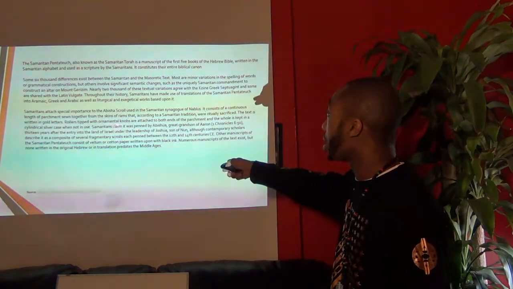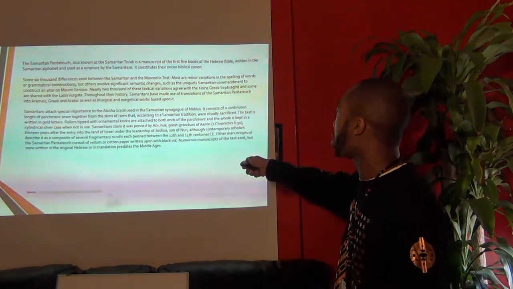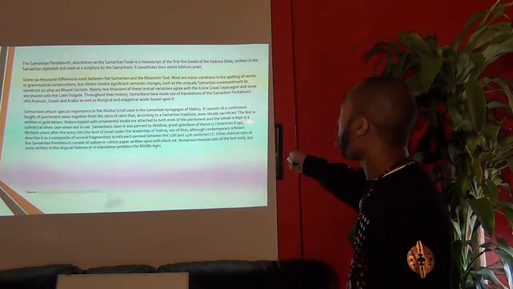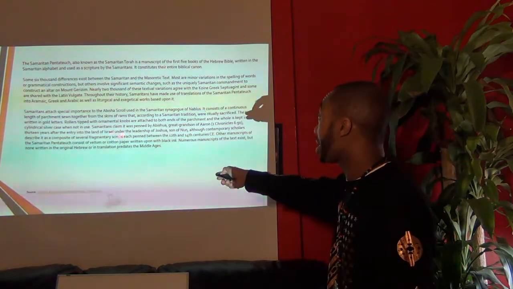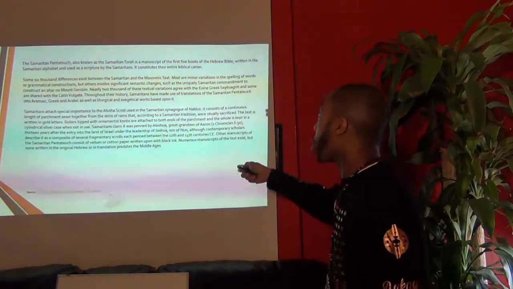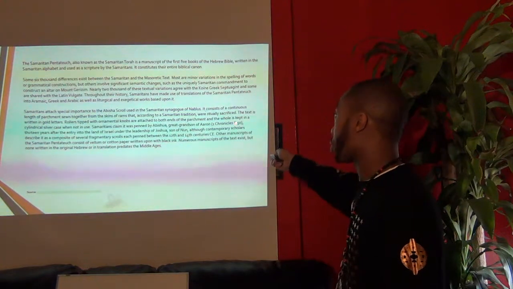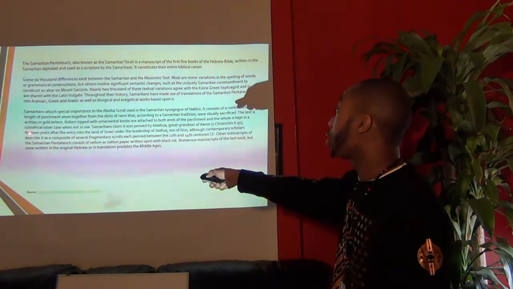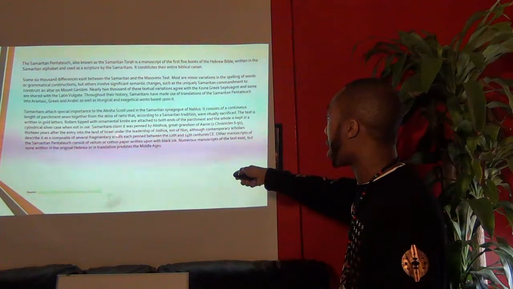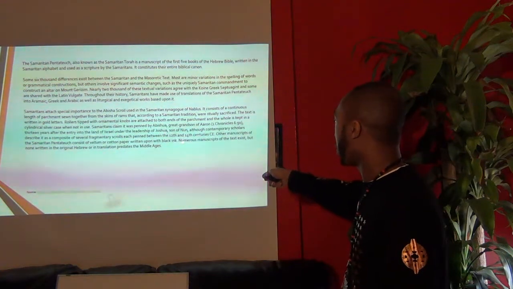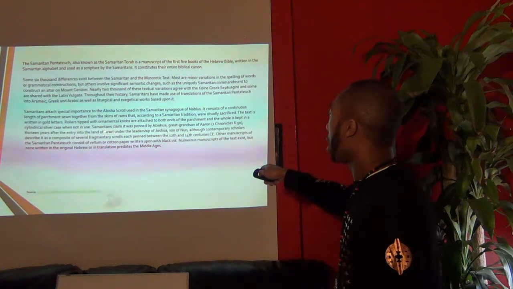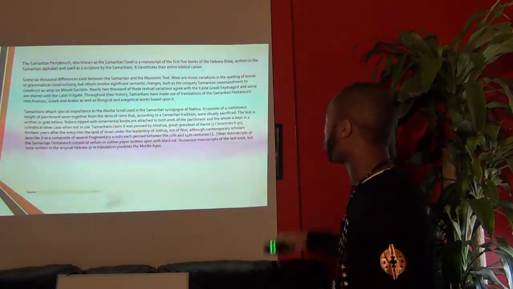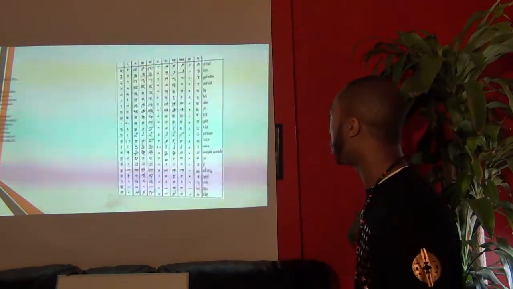Rollers tipped with ornamental knobs are attached to both ends of the parchment, and the whole is kept in a cylindrical silver case when not in use. Samaritans claim it was penned by Abishua, great-grandson of Aaron. 1 Chronicles 6:50, you can read it. 13 years after the entry into the land of Israel, under the leadership of Joshua, son of Nun, although contemporary scholars describe it as a composite of fragmentary scrolls that may each have been penned by the 12th or 14th century CE.